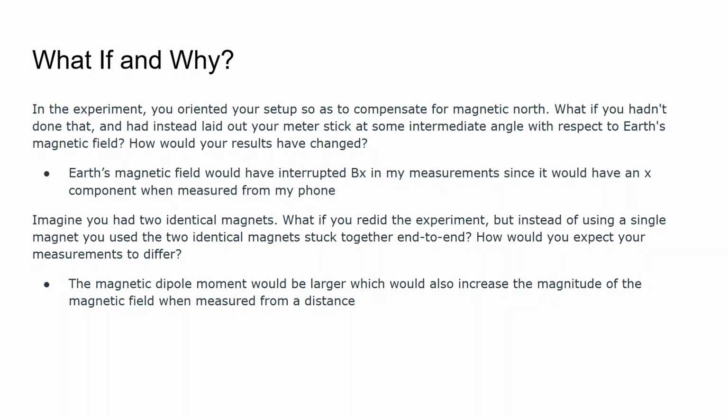And imagine you had two identical magnets. What if you redid the experiment, but instead of using a single magnet, you used the two identical magnets stuck together end to end? How do you expect your measurements to differ? The magnetic dipole moment would be larger, which would also increase the magnitude of the magnetic field when measured from a distance. That is all.